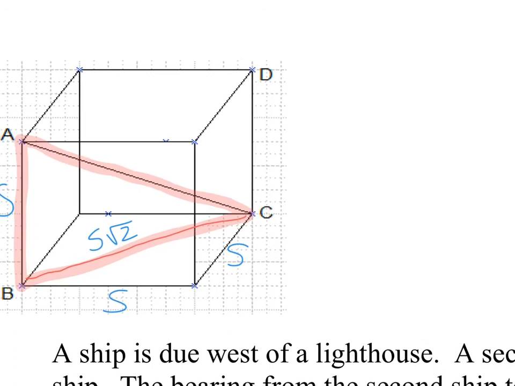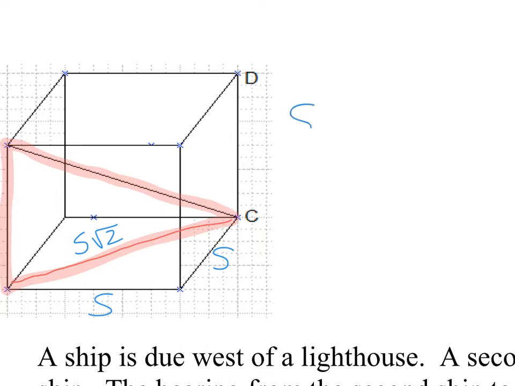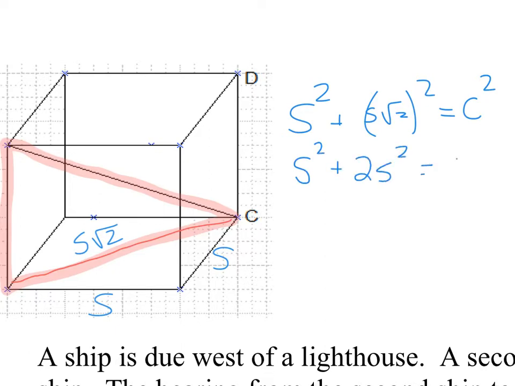So let me get a little bit of space here. I know that S squared plus S root 2 squared equals, let's call it C squared. So this will be S squared plus 2S squared equals C squared, which once I simplify, I will get 3S squared equals C squared. So C equals root 3 S.